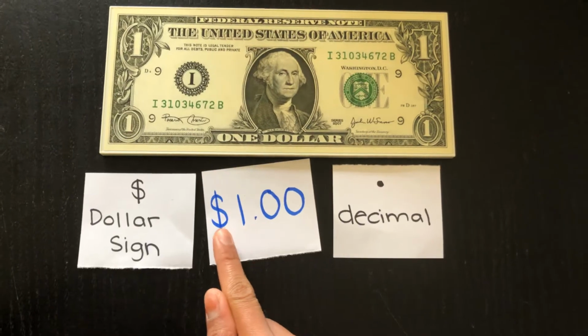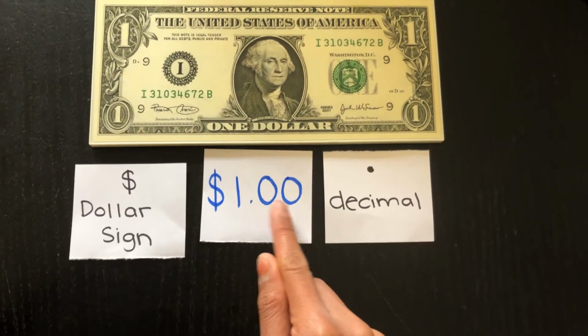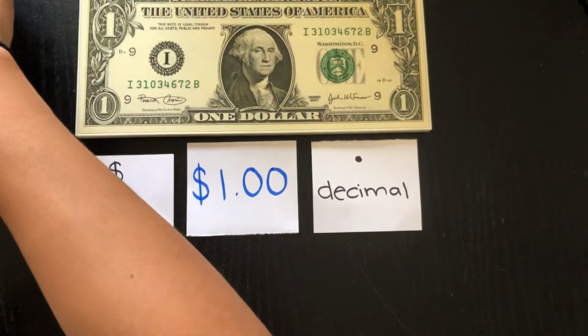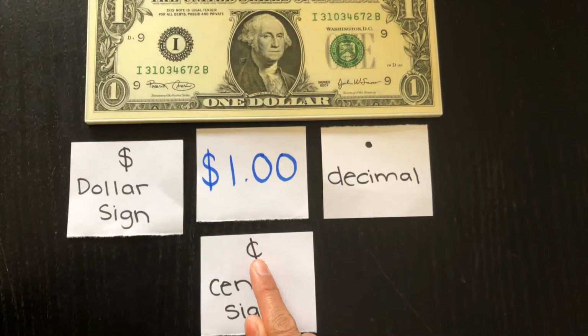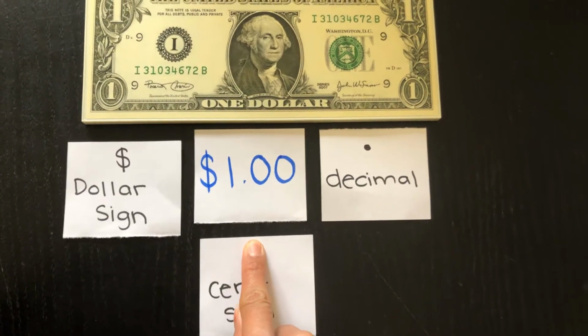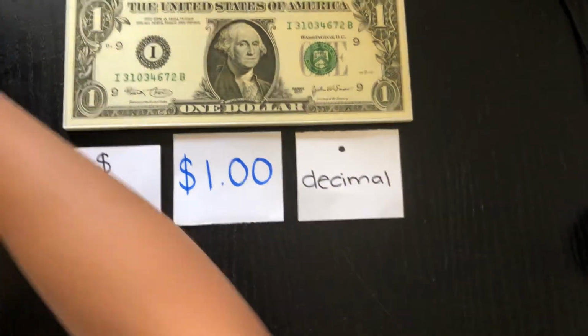Here's the number 1, a dollar sign, decimal, and 2 zeros. These zeros would represent our cents. But we do not use this cent sign when we already have the dollar sign. So I'll just put this aside for right now.